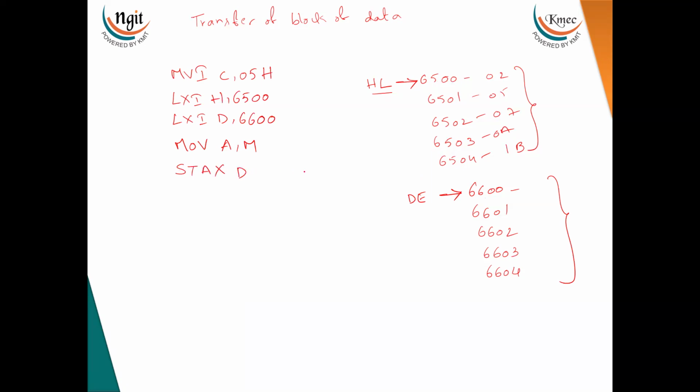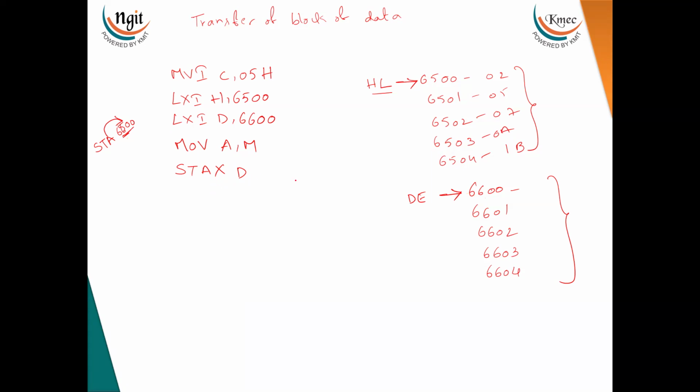STAX D means the DE register pair is pointing to one location, and in this location we can move the accumulator content. Already we have seen STA 6500, which means the accumulator content is moved into that location directly. This is a direct addressing instruction. Here this is indirect, so the accumulator content is moved into the location the register pair is pointing to. So this is the instruction.